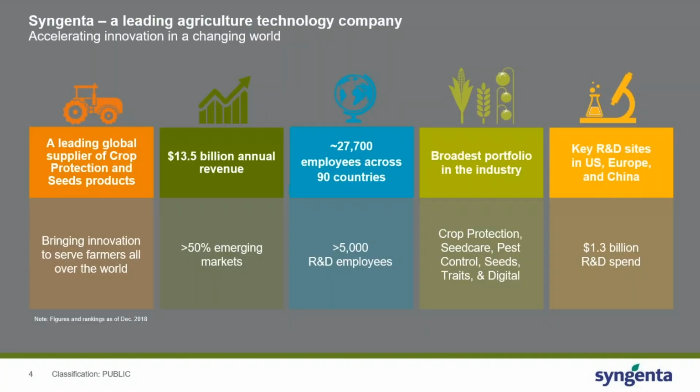To give an overview of the company, we're one of the leading global suppliers in crop protection and seed products, with a turnover in 2018 of 13.5 billion. We have just under 28,000 employees spread across 90 countries, one of the broadest portfolios in the industry, and we have key R&D sites located in the US, Europe, and China.